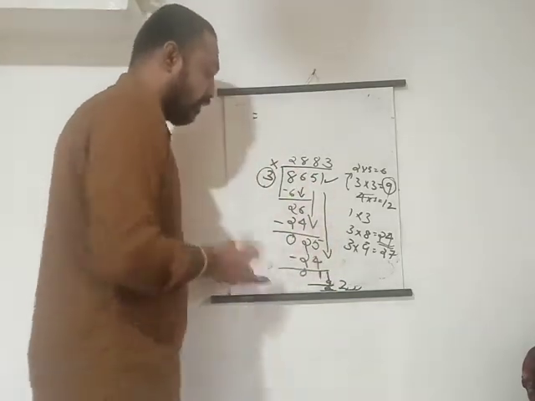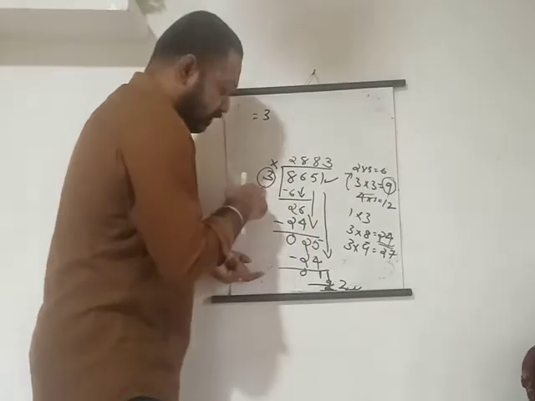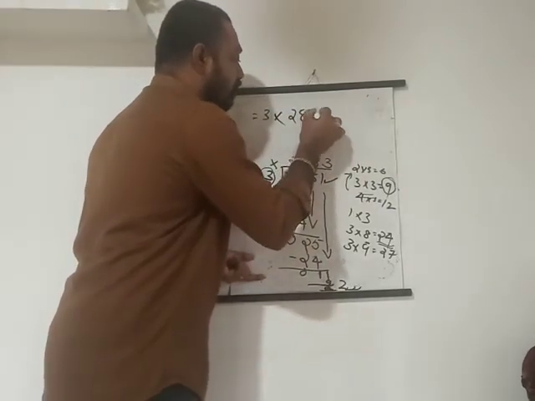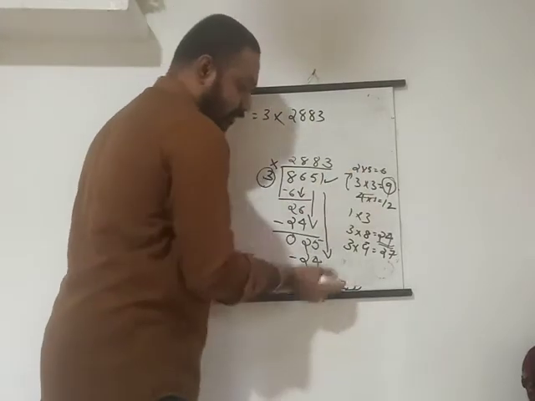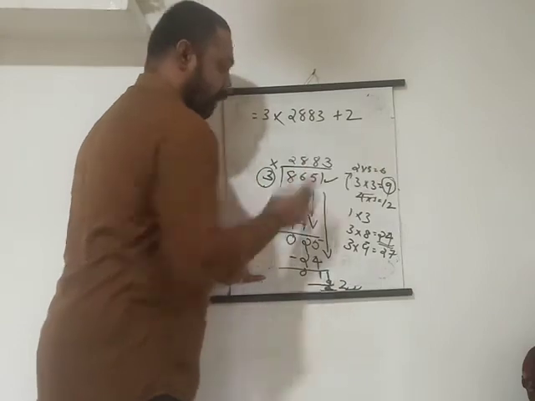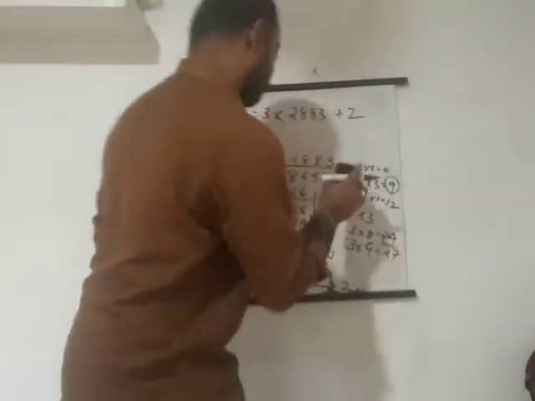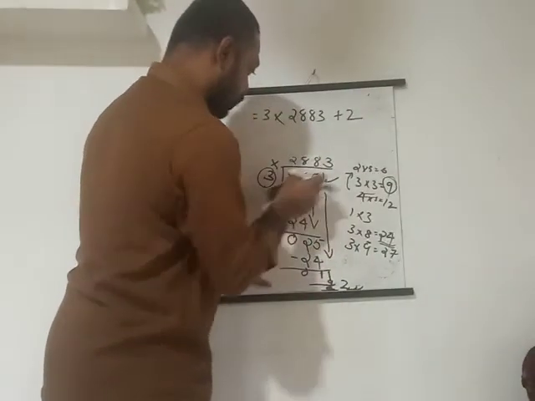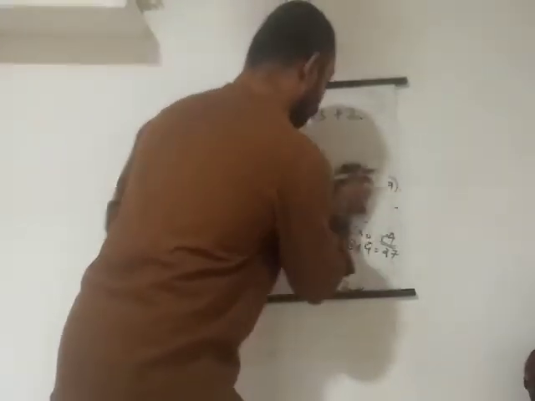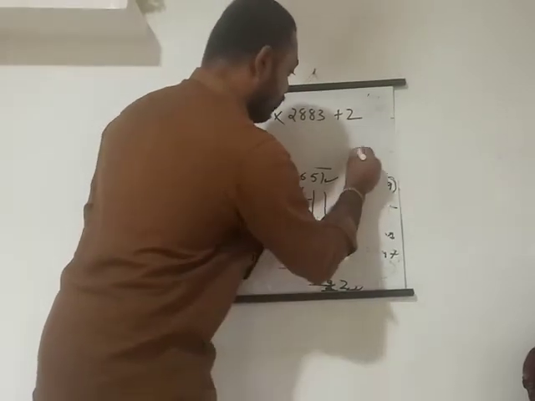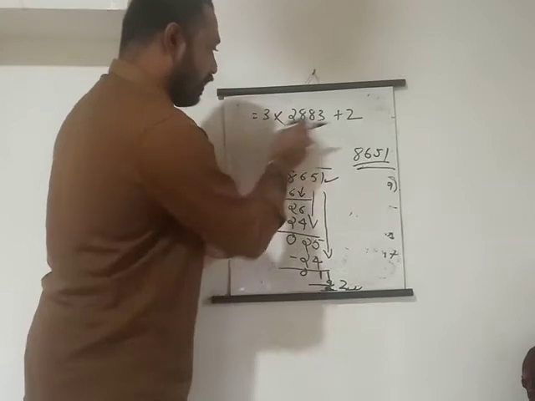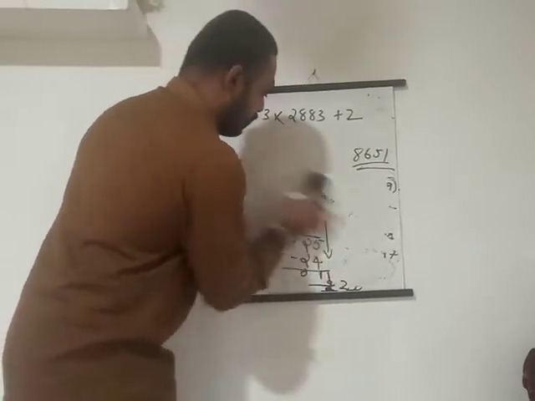So I am going to check it. I multiply the divisor 3 with the quotient 2883. First I have to multiply, then add the remainder. We have to get 8651, the dividend, after adding this. So let me check it.